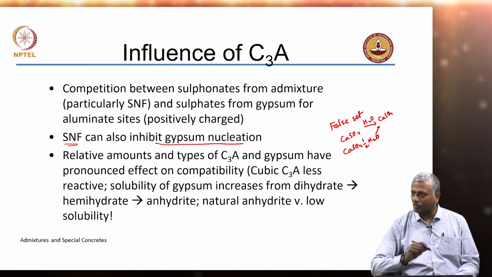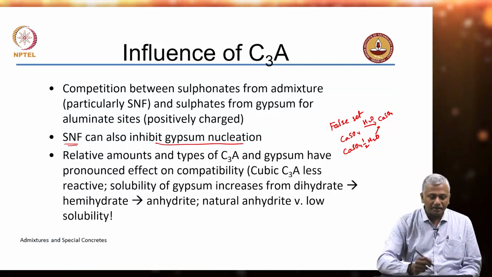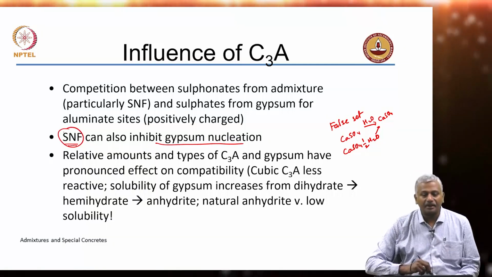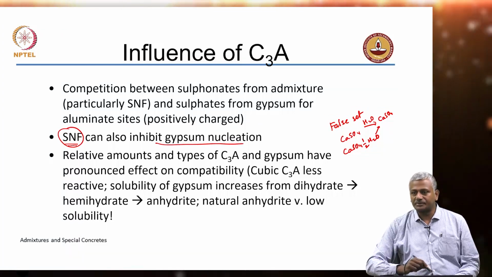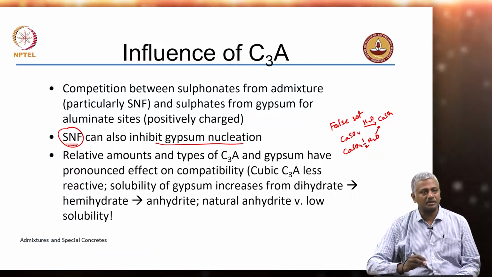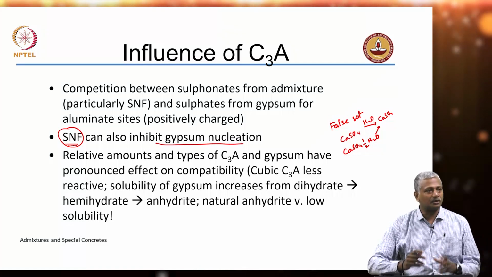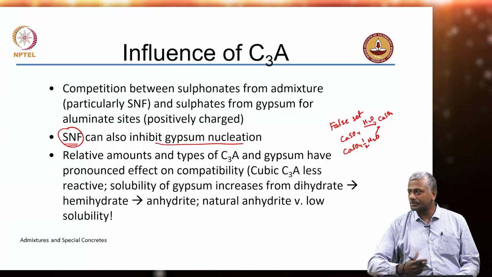That is why we call it false set, okay. But if an admixture is present like SNF, it is going to prevent that false set because it inhibits gypsum nucleation. It does not allow gypsum to nucleate, to form as a crystal, which leads to the stiffening.